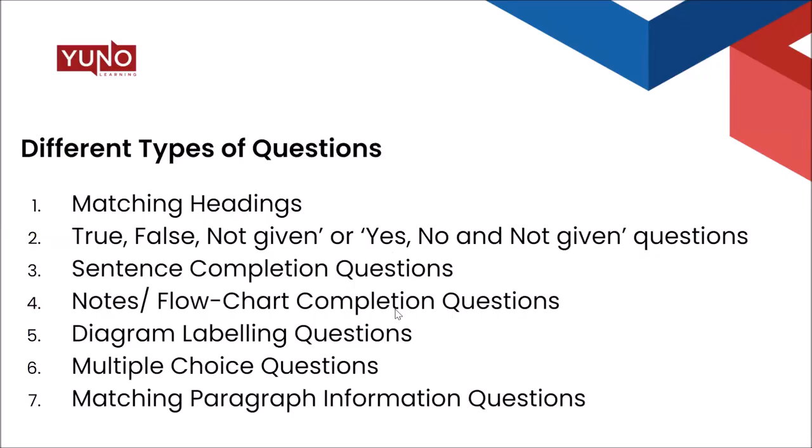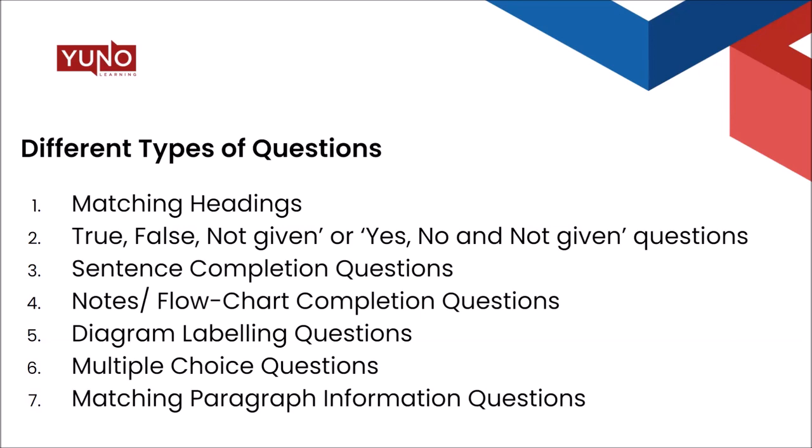So what are those different types of questions that you can expect in your reading test? Let's understand those. The different types of questions include matching headings questions. So you have to match the heading given to you with the paragraphs, with which paragraph, which heading can go. And true, false, not given questions. So based on the facts, all factual. Those facts are present or not present in the text given to you. So you have true, false, not given questions.